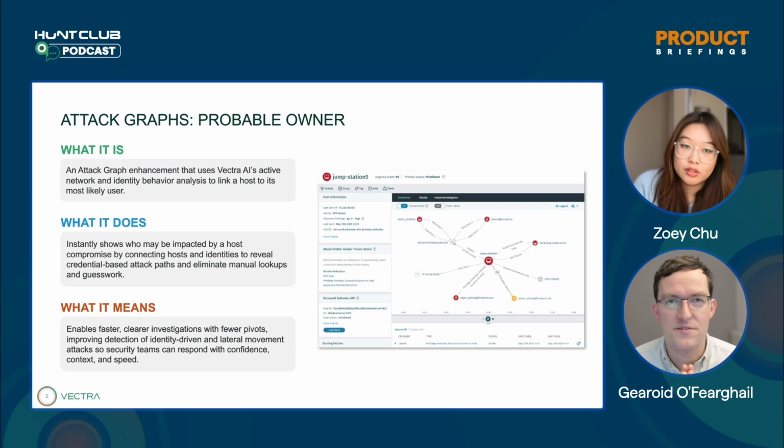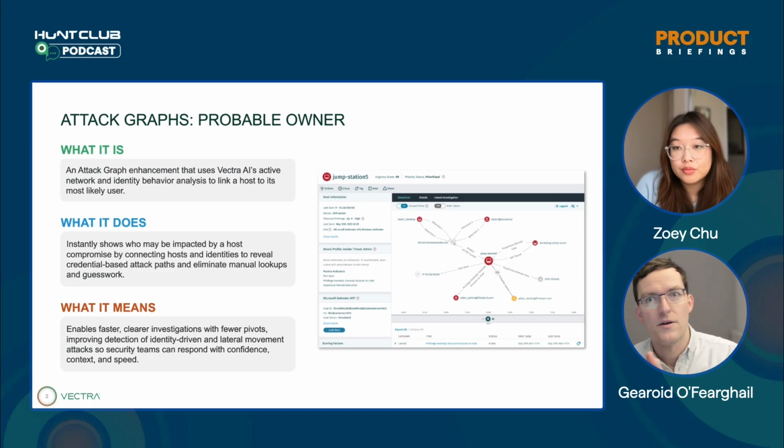Vectra's active network analysis places us in the enviable position of being able to analyze all the traffic we're seeing and say who the probable owner of a system is, based not just on whatever the configuration is, but on who's actively logging in. So effectively, we're able to say, here's what we're seeing, here's who we have seen using this device most often. That's it.